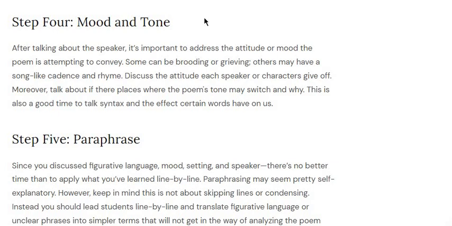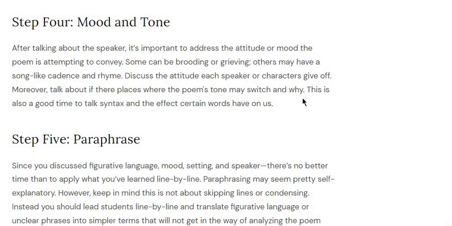Coming to step number 4. Step number 4 talks about mood and tone. So after talking about the speaker, it's important to address the attitude or mood the poem is attempting to convey. Some can be brooding or grieving. Definitely it can be a sad poem. Others may have a song-like cadence and rhythm, just like Wordsworth poetry. Discuss the attitude each speaker or character gives off. Moreover, talk about if there are places where the poem's tone may switch and why.